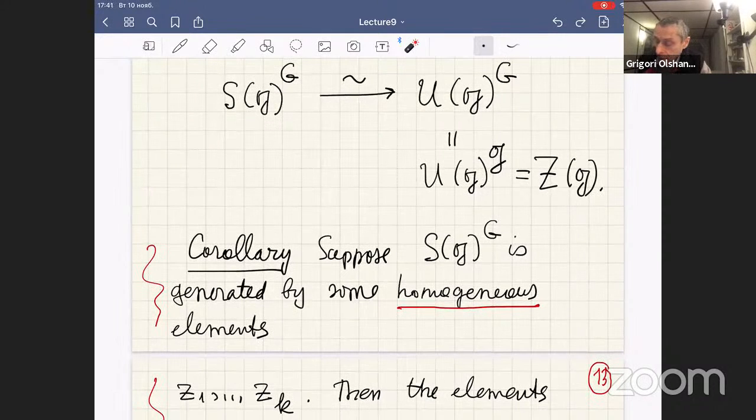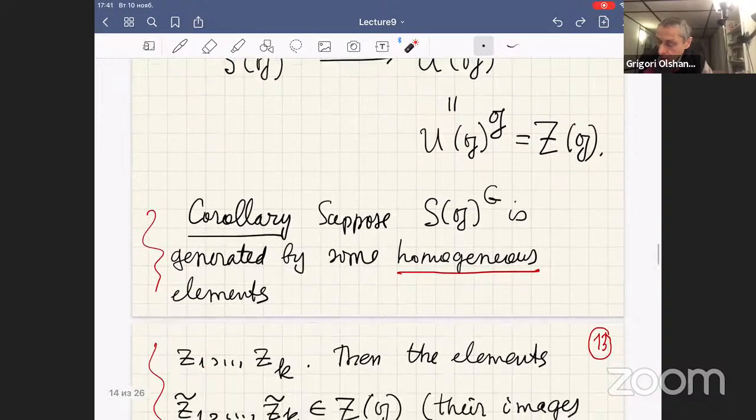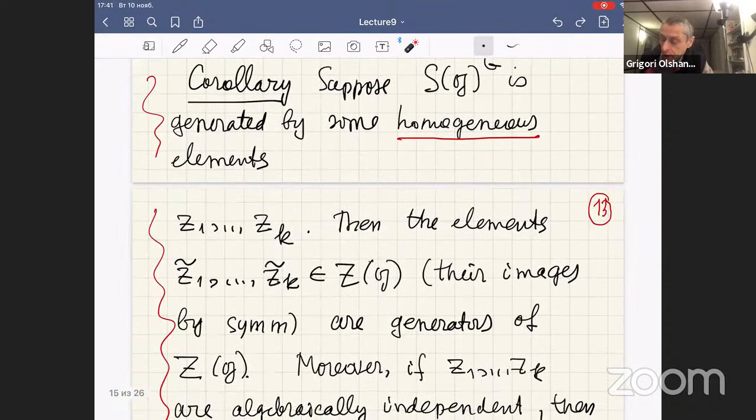Suppose that we know that the invariants on the left are generated by some homogeneous elements we found. We produce some homogeneous elements. Then the images under the symmetrization map are also generators of the center. So if you have homogeneous generators of this, we can produce generators of the center.